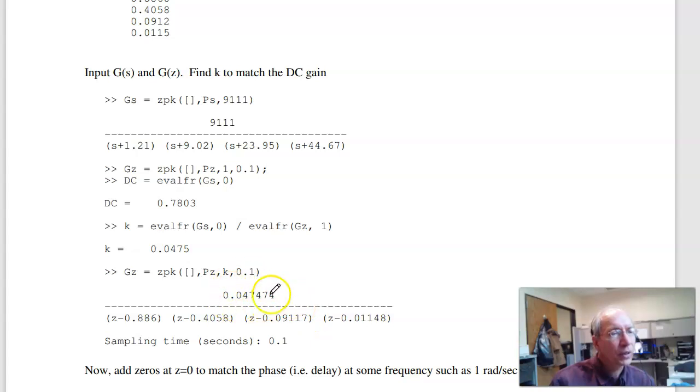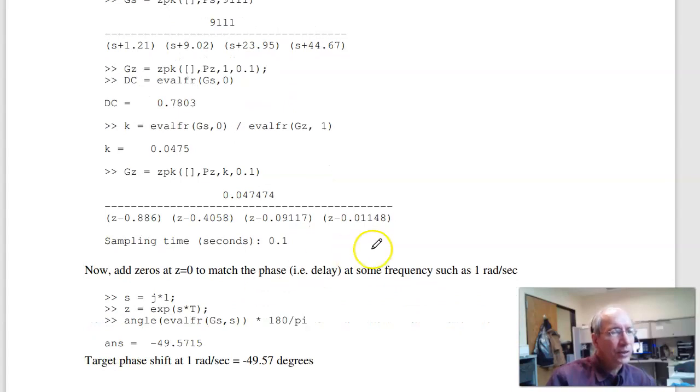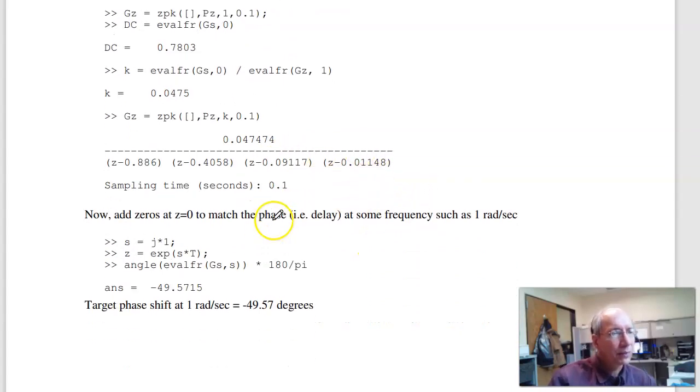To get the numerator that matches the DC gain, here's the DC gain of g of s at s equals 0. DC gain of g of z at DC is equal to 1. Pick k so that the two match. And k is 0.04, so there's your gain. Now this is optional. I want to add zeros at the origin to match the delay.